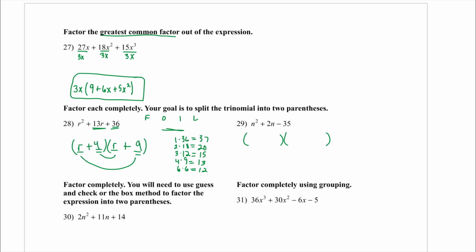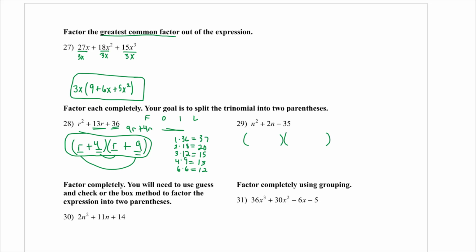And so let's check and see if this worked. R times r is r squared. R times 9 is 9r. 4 times r is 4r. Those add together to get 13r. And 4 times 9 is 36. So here's our answer: r plus 4 times r plus 9.